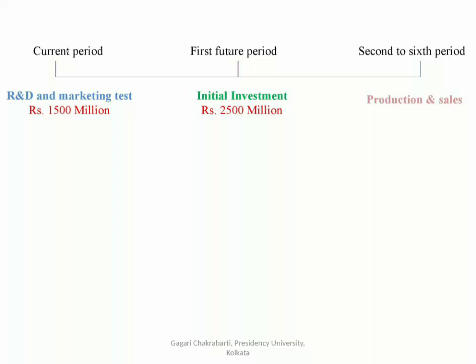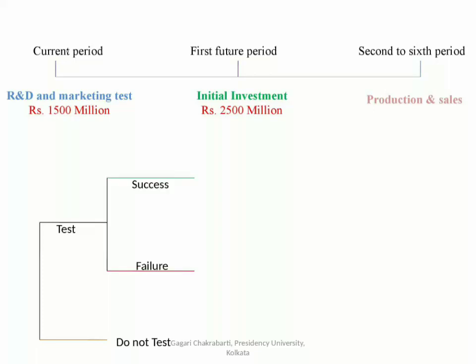Let us now consider the timeline of investment. In the current period, there is R&D and marketing test. Cost is 1500 million. Then from the first future period, there will be initial investment of rupees 2500 million. And from the second to sixth period, there will be production and sales. Therefore, the firm has two alternatives, either to go for the test or not to go for the test. So if the test is done, then either the test succeeds or it fails. So if the firm doesn't go for the test, there is no question of success or failure.